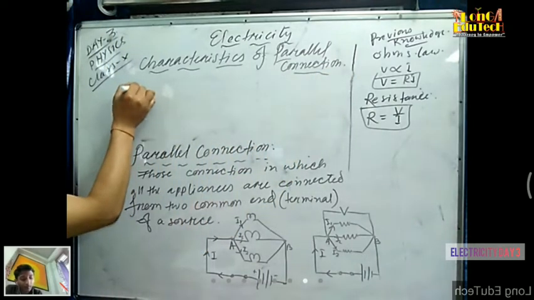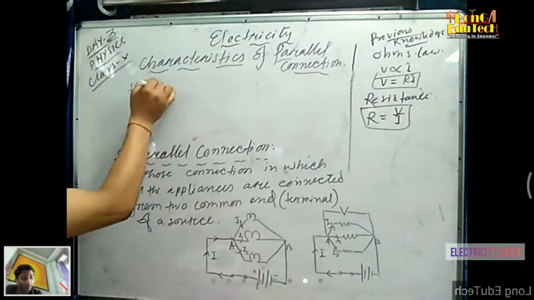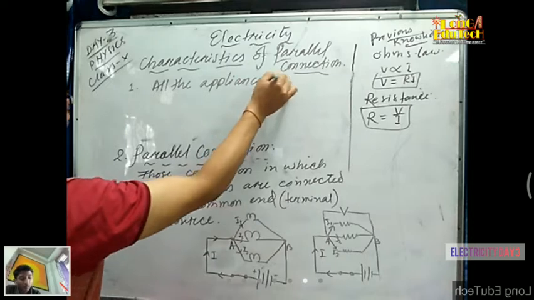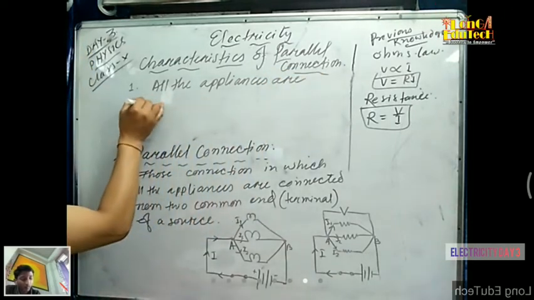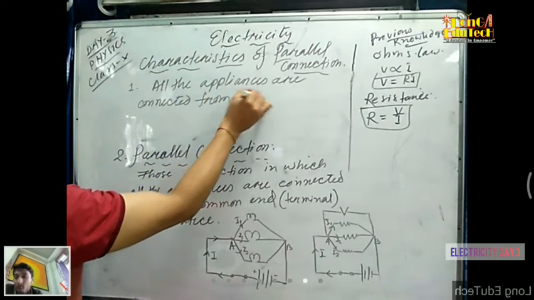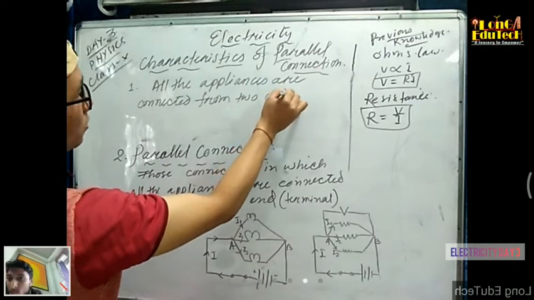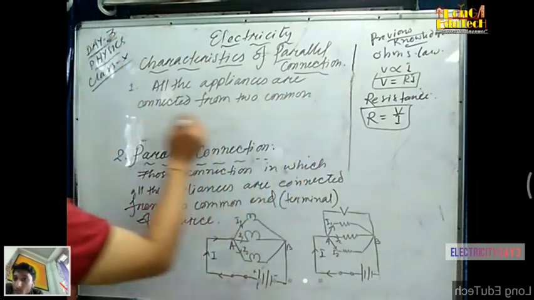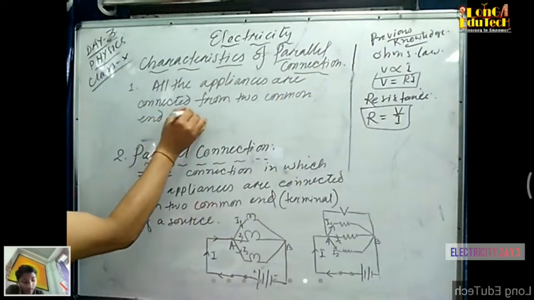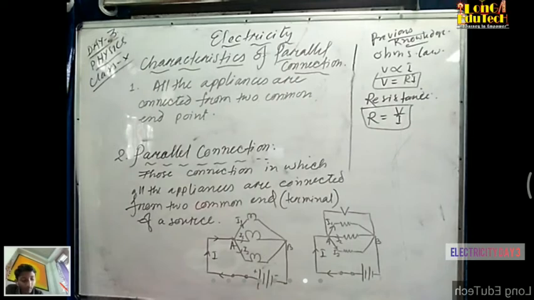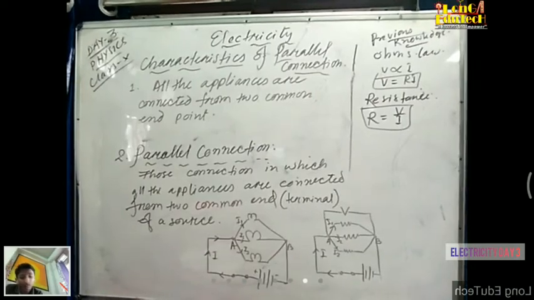Just like on the series, you can write down here: all the appliances are connected from two common endpoints. That's it. All appliances are connected from two common endpoints. So this will be the first point, and in the second point, let us come.